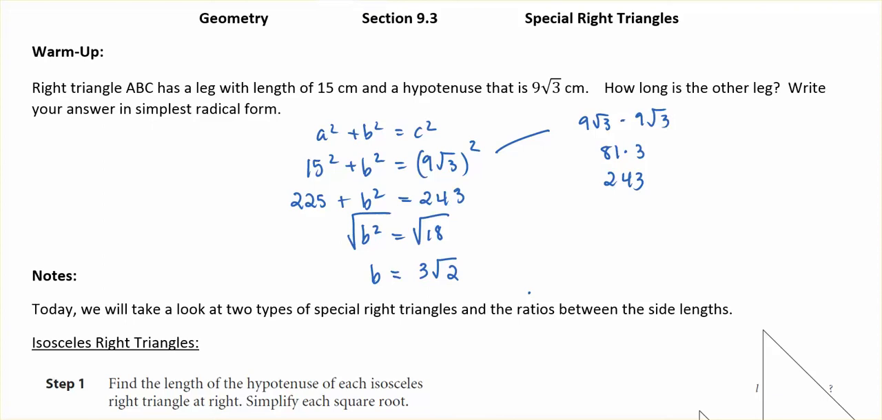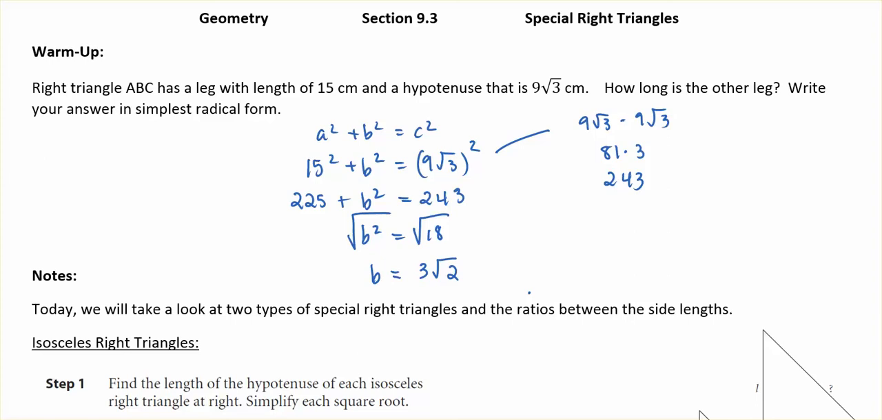Okay, for this lesson, we are going to take a look at special right triangles, which is section 9.3 from the book. So I wanted to start off with a warm-up of having a right triangle, having a leg of 15 centimeters and a hypotenuse that's 9 square roots of 3 centimeters. And so the question is, how long is the other leg?